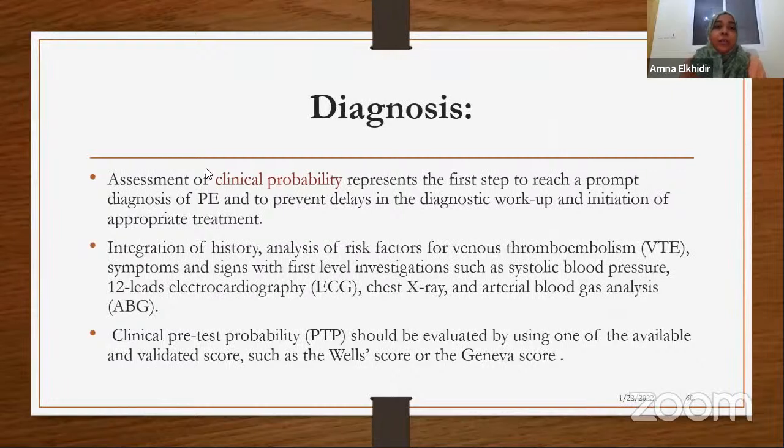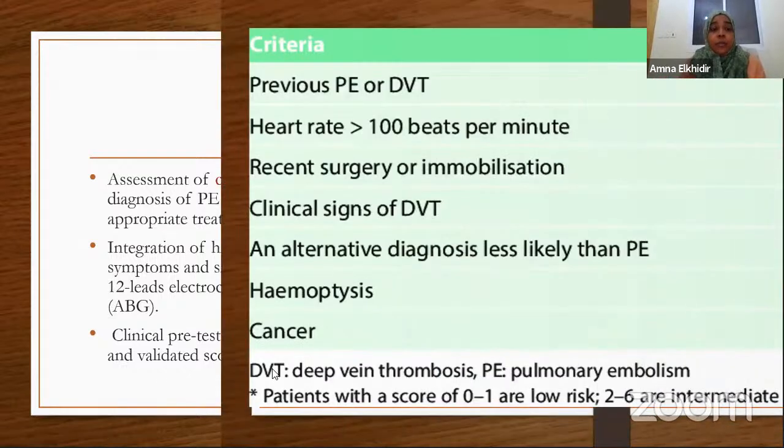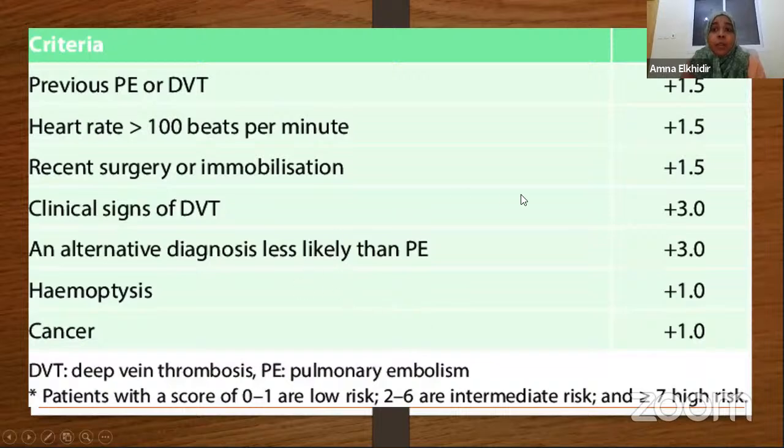For the diagnosis, first we assess the clinical probability of having PE. We assess the clinical probability by integration of history and analysis of risk factors, and by doing investigations like ECG, chest X-ray, and ABG. We assess the clinical probability by using scores like the Wells score. This is a score where we give points for each item. The highest point is 3 and the least point is 1.